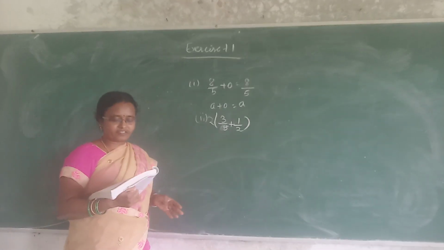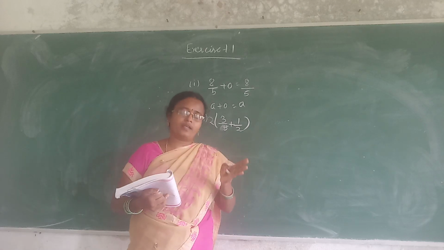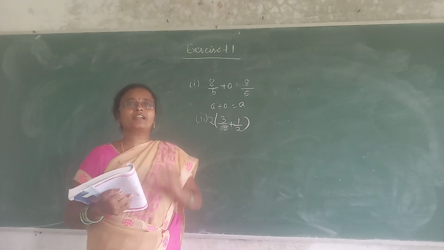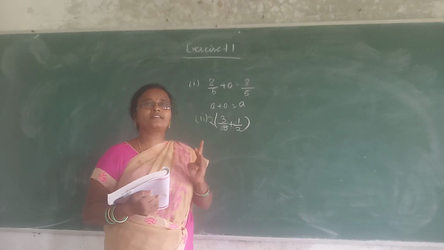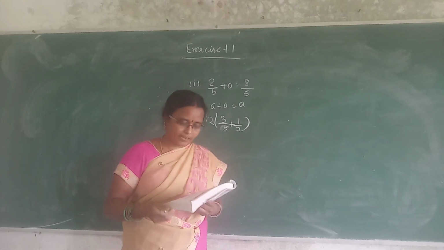Similarly, the third one, if you see 3 by 7 into 1. From your learned classes, 1 is the multiplicative identity. So, it is the multiplicative identity property.